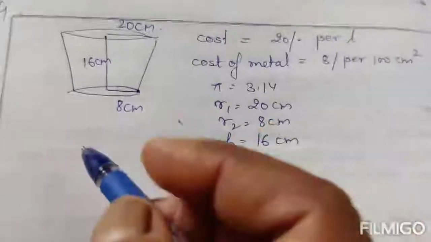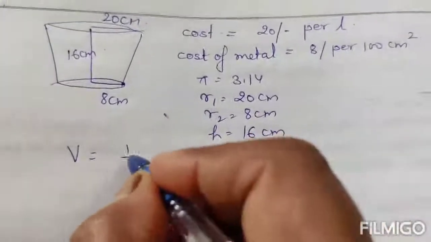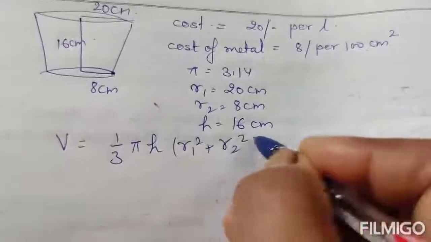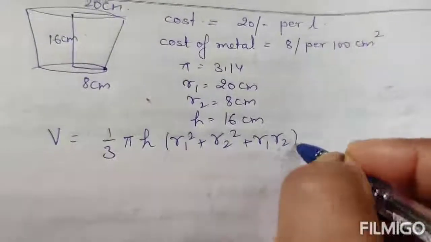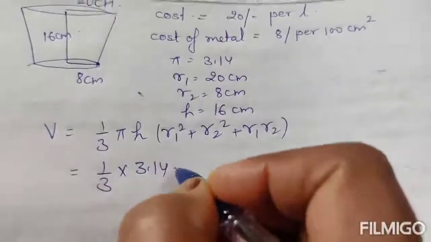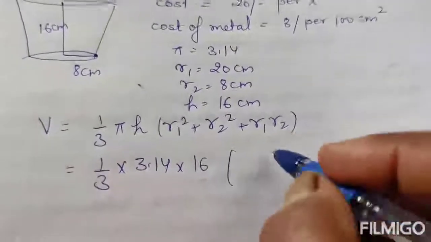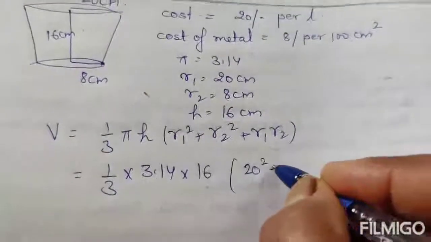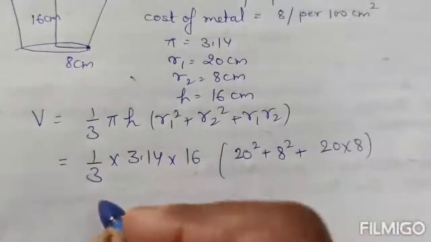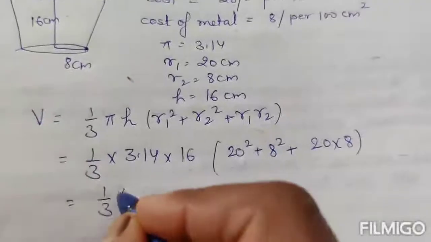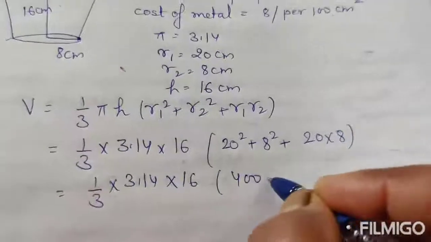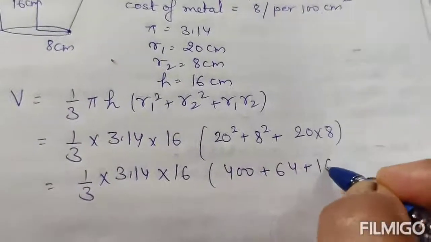First we have to find the volume of the bucket. The formula is 1/3 π h (R1² + R2² + R1R2). Now put the value of π as 3.14, height is 16, and R1 is 20: 20² + 8² + 20 × 8. Now 1/3 × 3.14 × 16 × (400 + 64 + 160).